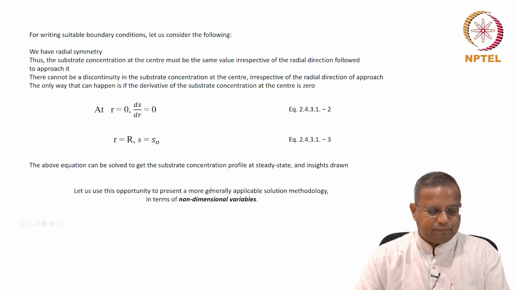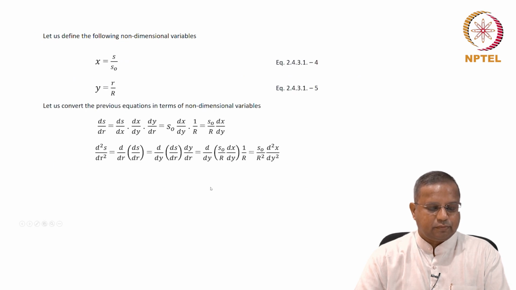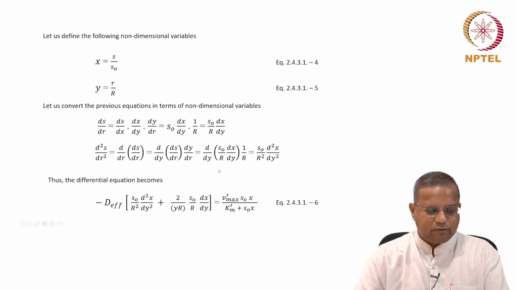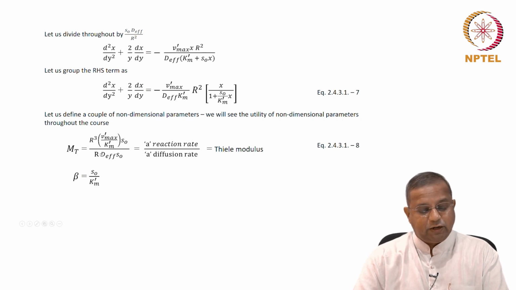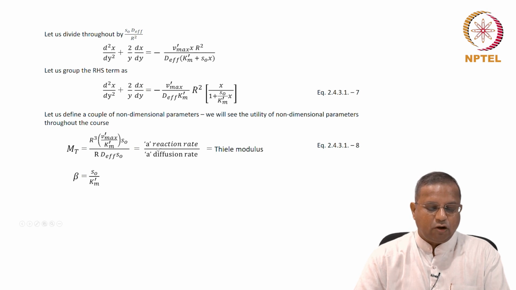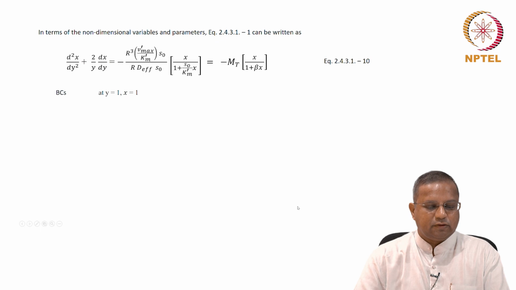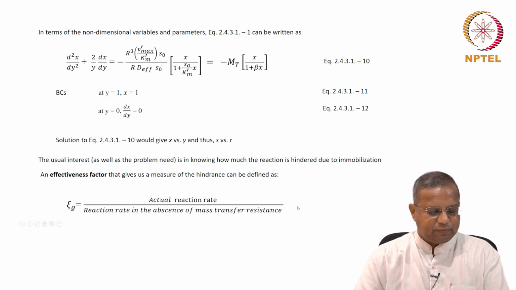Also we looked at the use of non-dimensional variables to generalize the solution. Coming to the Thiele modulus, it is also very widely used. It is nothing but the ratio of a reaction rate to a diffusion rate, which lets us compare these two rates in a system. And then the effectiveness factor: it's the actual reaction rate divided by the reaction rate in the absence of mass transfer resistance.